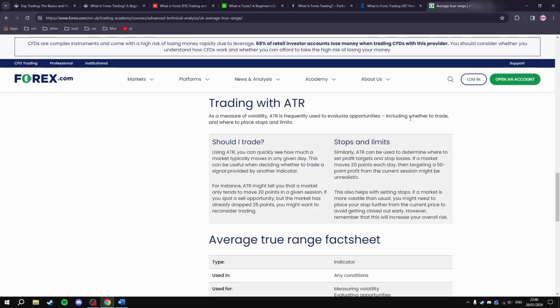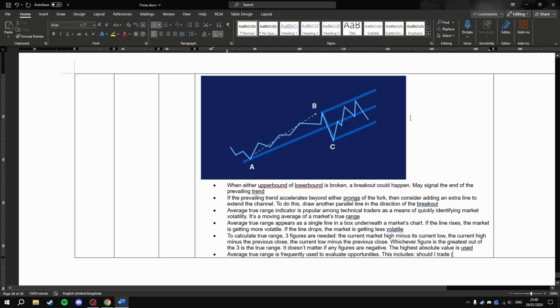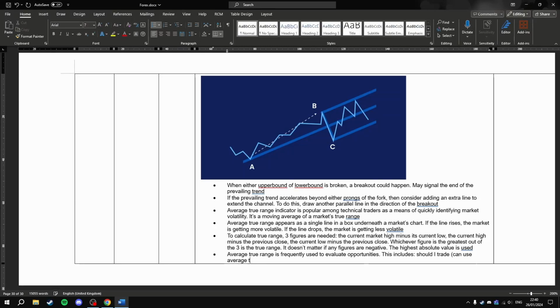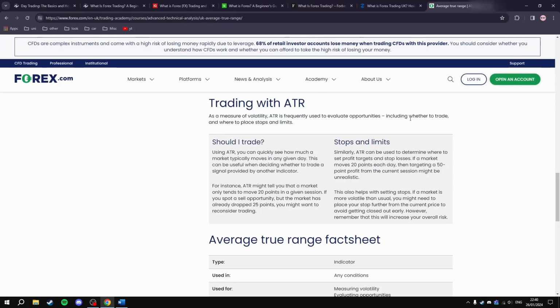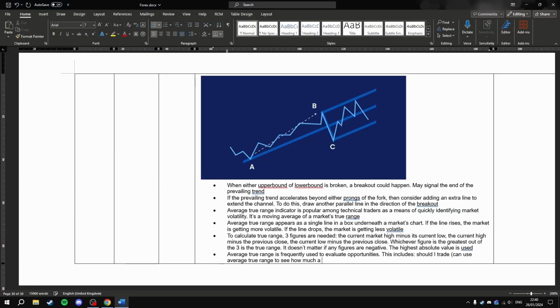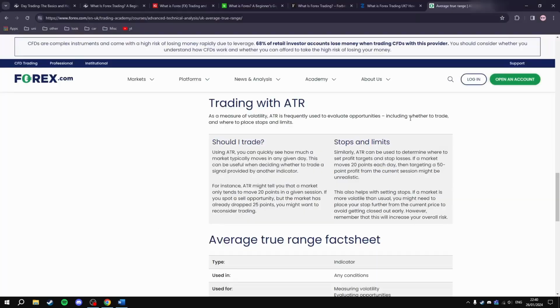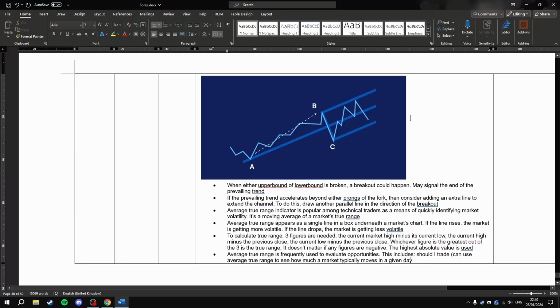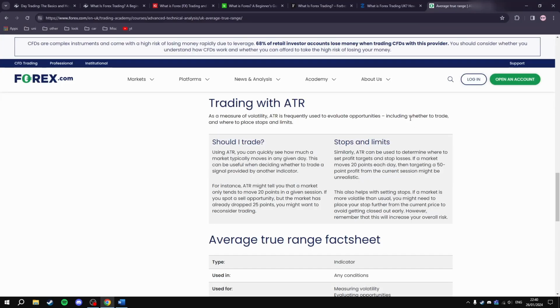Using ATR, you can quickly see how much a market typically moves in any given day. You can use average true range to see how much a market typically moves in a given day.